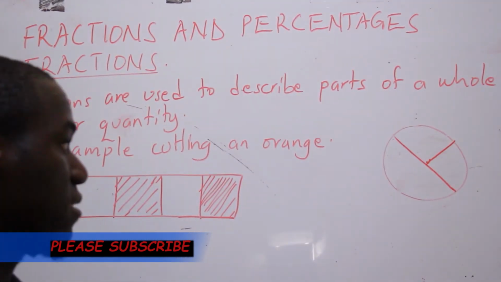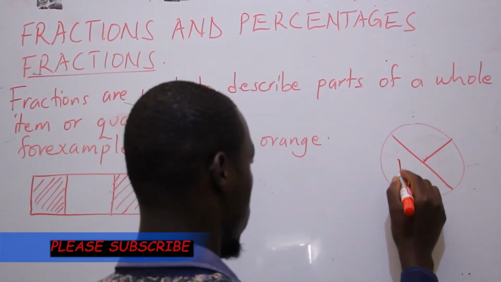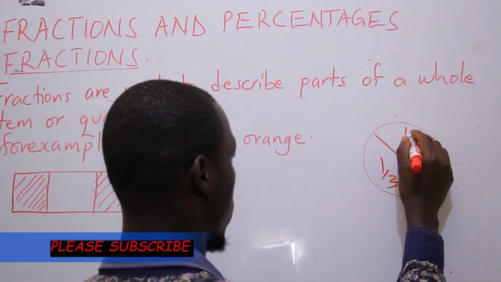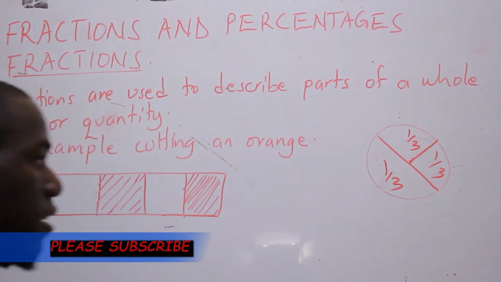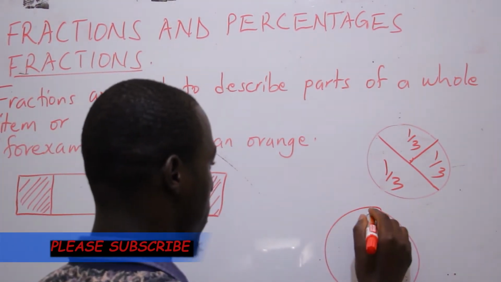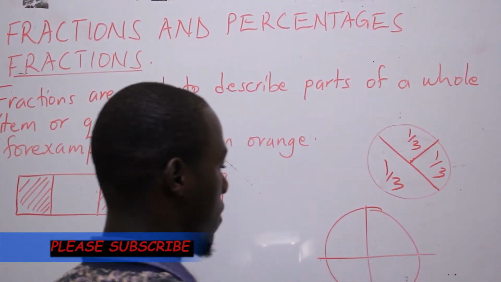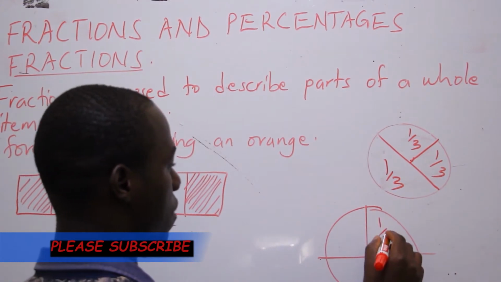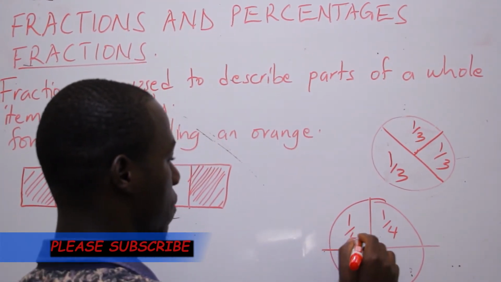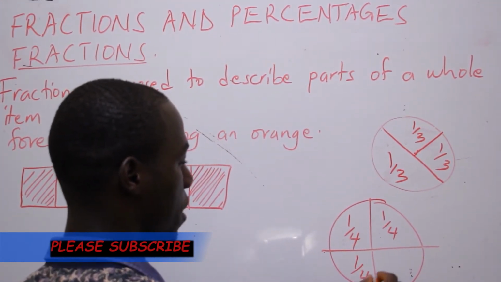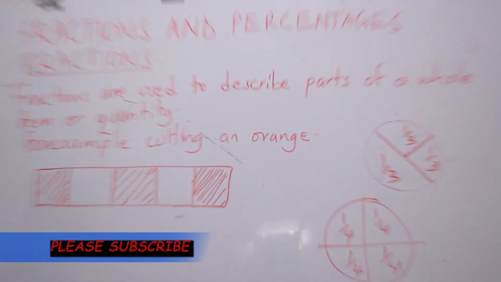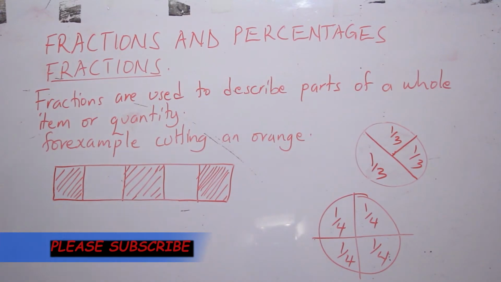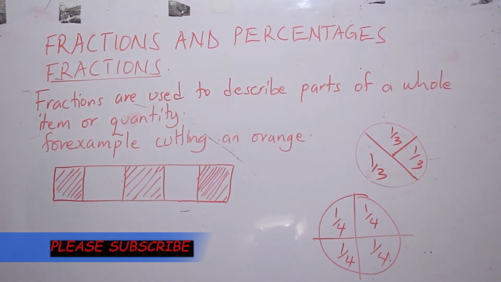Those are three parts. This is one of the three parts. You can cut it in four parts. So this is one of the four parts. Then another example, I'm having a rectangle which is shaded.